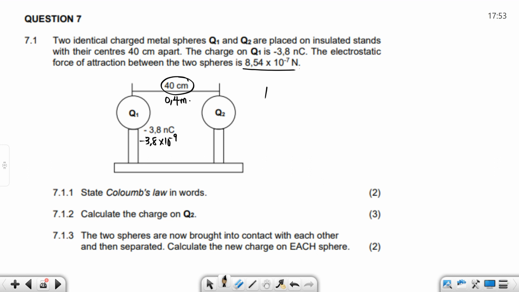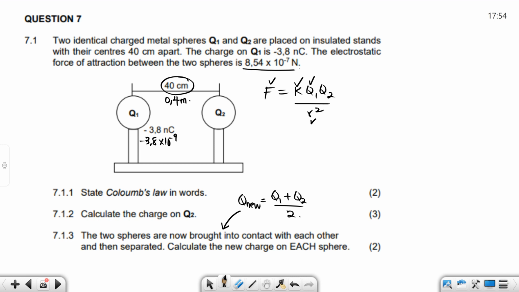easy. F equals to what? K, Q1, Q2 over R squared. We know F, we know K, we know Q1, we know R. Guys, that's on you. What do we do when the 2 charges are brought together? Q new would be equal to what? Q1 plus Q2 divided by 2.